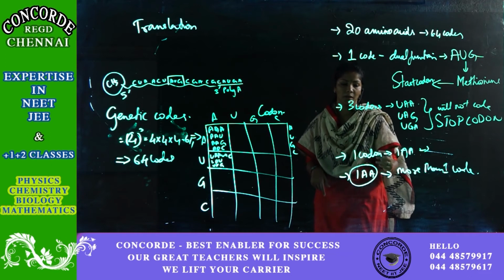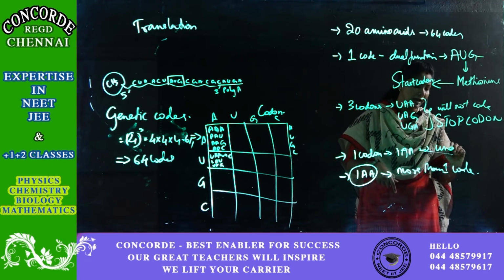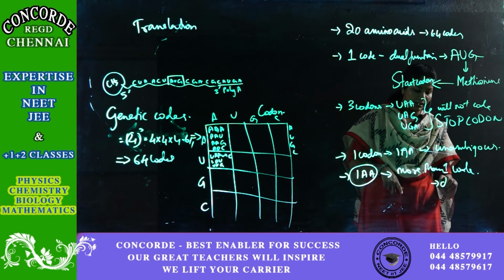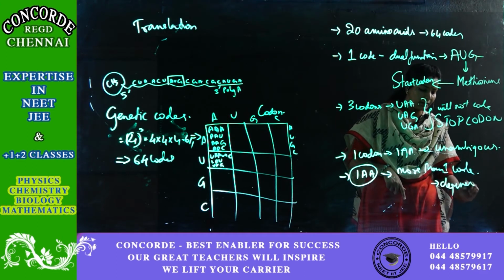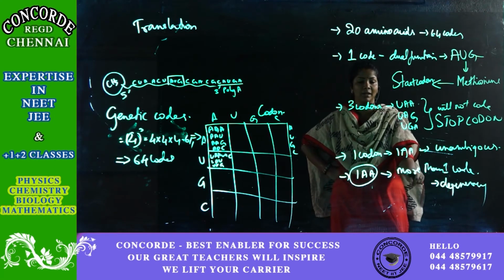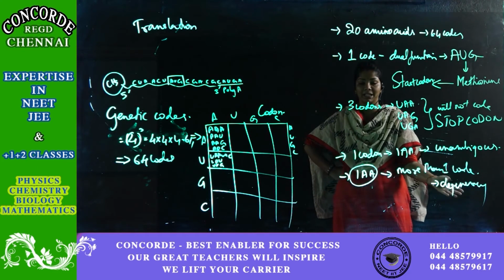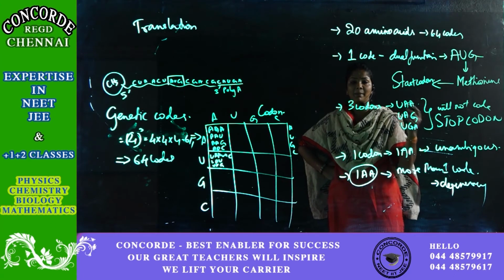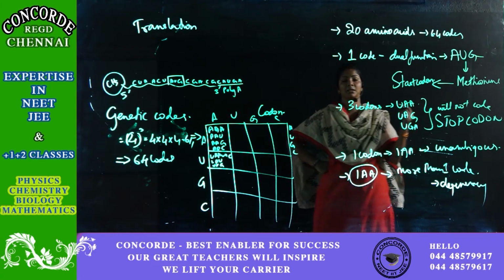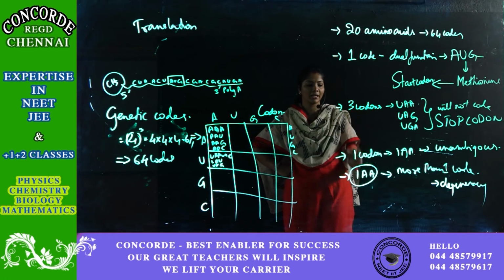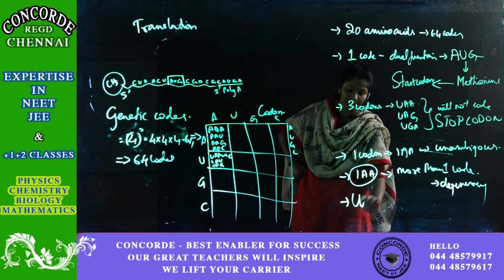This property is called unambiguous nature. And this is called degeneracy. Based on this, there were a lot of questions. One amino acid can have more than one codon, so that is called degeneracy, and one codon will have only one amino acid. This is called the unambiguous nature of the genetic code. The codon with dual function is AUG, and the stop codons are UAA, UAG, and UGA. This genetic code is universal.